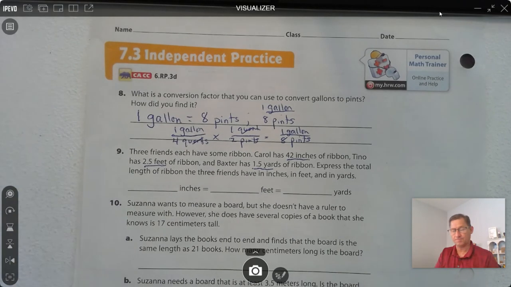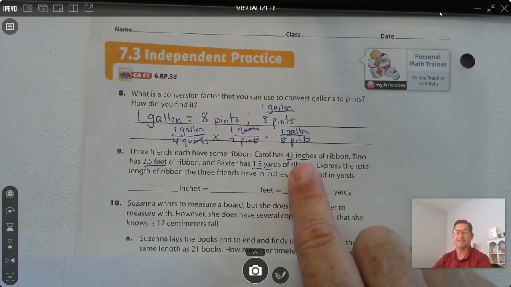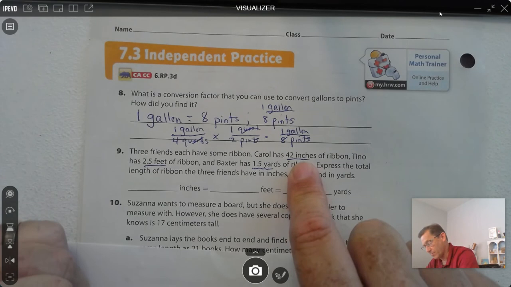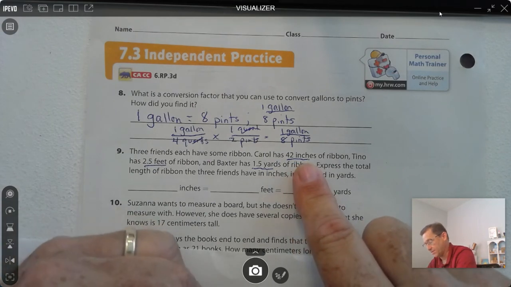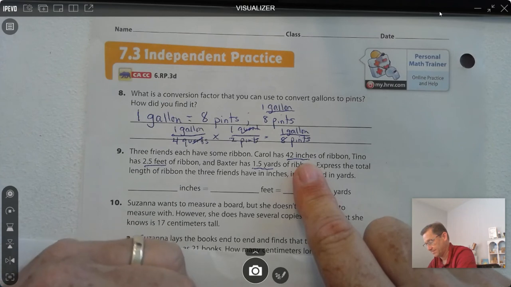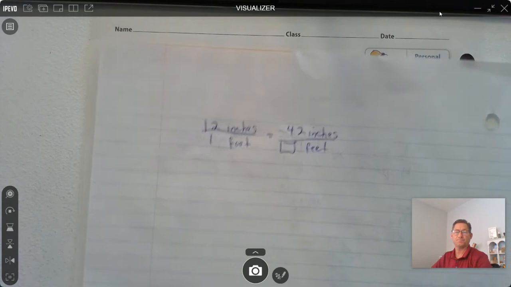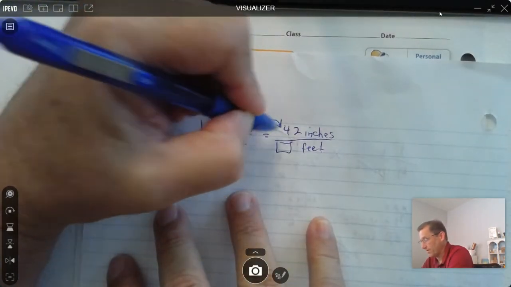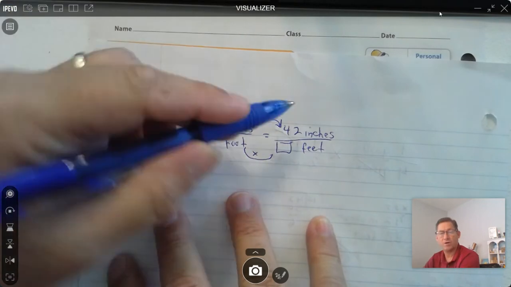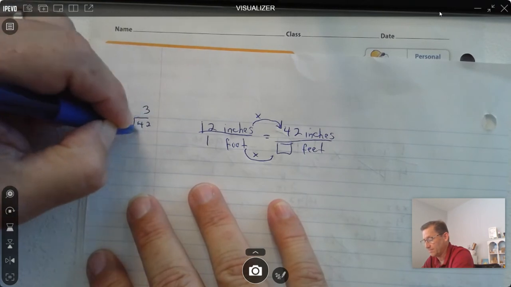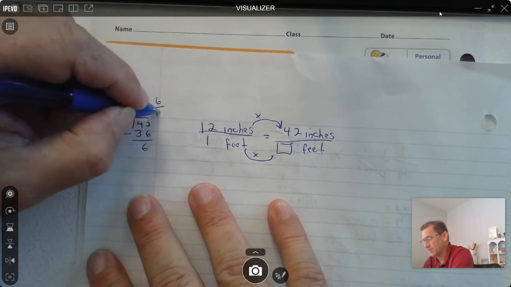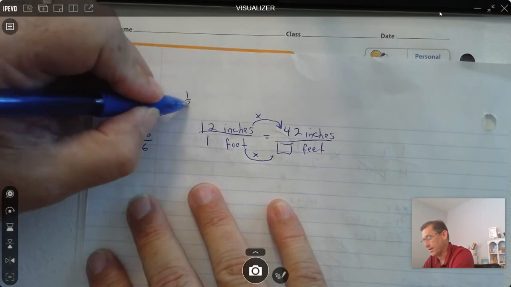Okay, so let's look at Carol, and let's change her 42 inches to feet. Okay, so we know that 12 inches is the same as 1 foot. And she has 42 inches. So we have to figure out, how did they go from 12 to 42? Well, the easiest way to do that is to divide 42 by 12. All right, and we notice that it's 3 and 6/12, which is the same as 3 and 1/2.